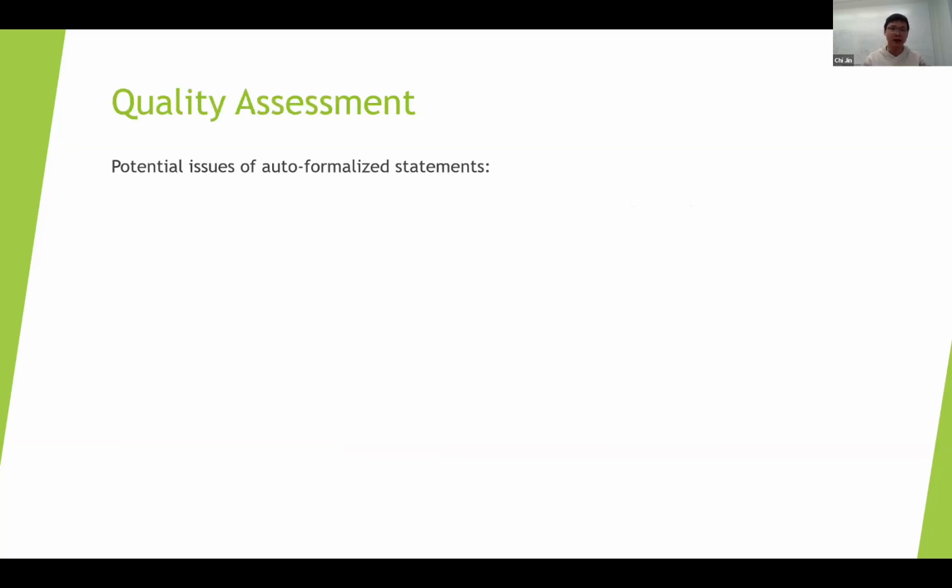Some issues with directly auto-formalizing statements. The first is that it might have a lot of syntactic errors. For example, we need to formalize into Lean statements, but some of them have the wrong grammar and won't pass the Lean compiler. So we do a compilation correctness test: we deploy the Lean compiler, and if it returns errors, we ask the model to fix them.